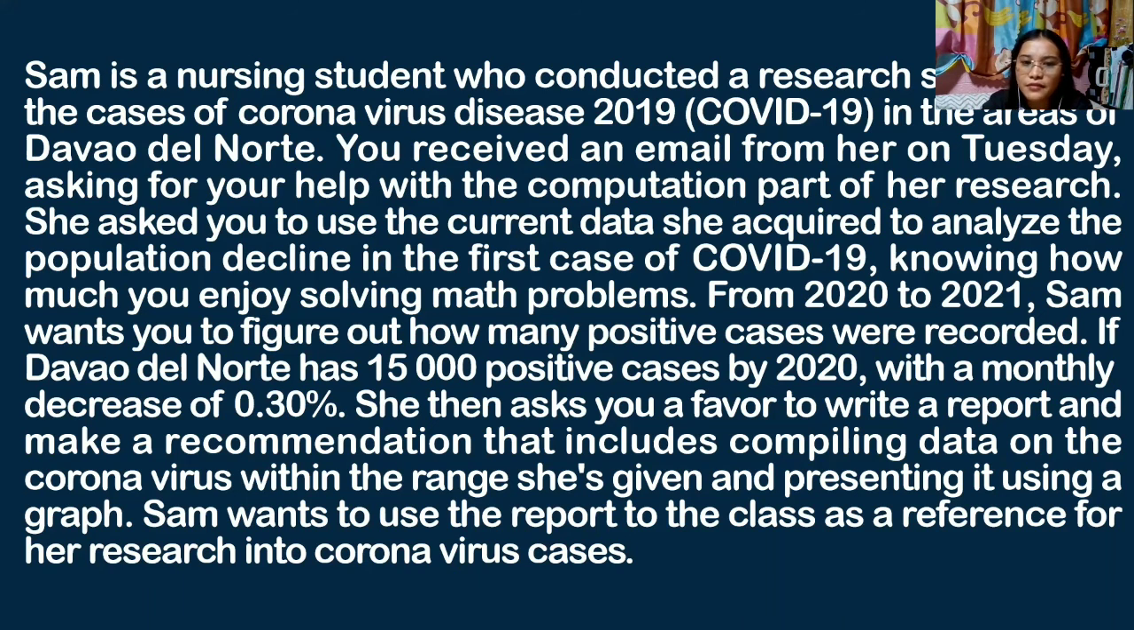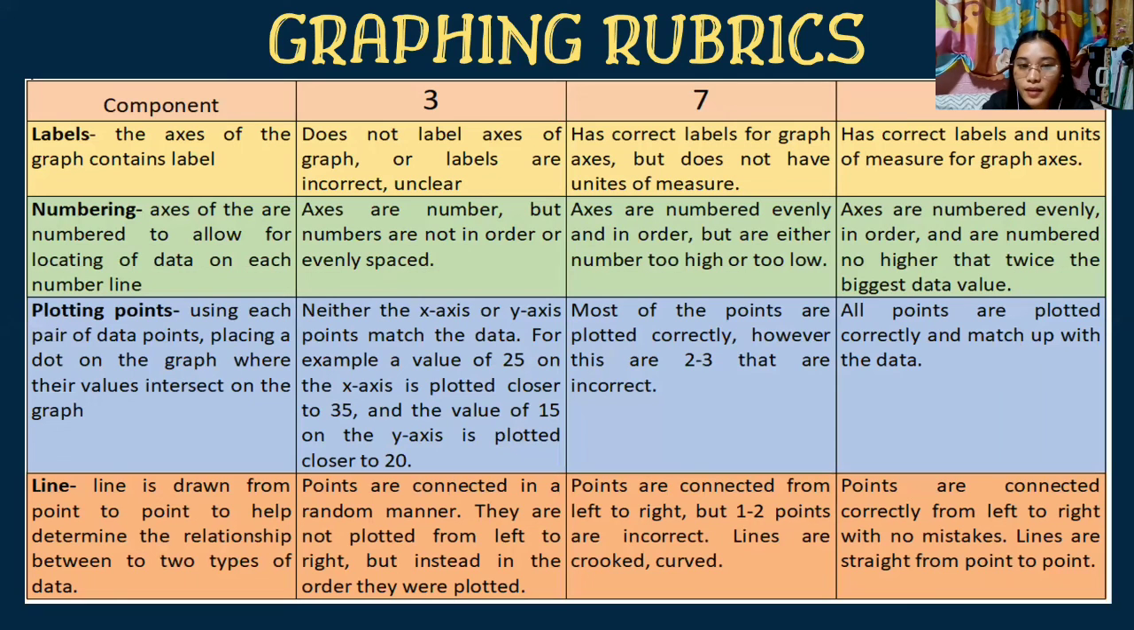If Davao del Norte has 15,000 positive cases by 2020 with a monthly decrease of 0.30%, she then asks you a favor to write a report and make a recommendation that includes compiling data on the coronavirus within the range she's given and presenting it using a graph. Sam wants to use the report for the class as a reference for her research into coronavirus disease. And also, we have a rubric in making the graph. So this is the graphing rubric.